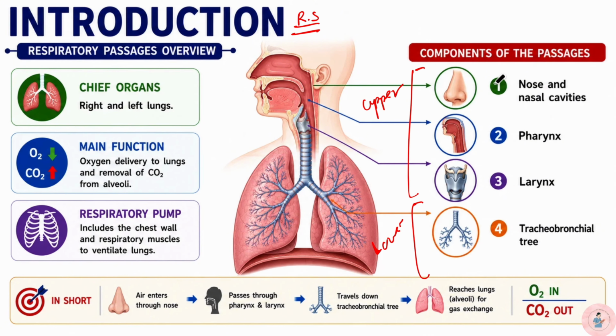The upper respiratory tract includes nose, pharynx, and larynx, whereas the lower respiratory tract involves trachea, bronchi, bronchiole, and the lungs. Now here the lungs are the most important organ because they contain the alveoli, which is the site of gas exchange. The main function is to deliver oxygen and removal of carbon dioxide. We have the respiratory pump, which includes chest wall and the respiratory muscles which help to ventilate the lungs.